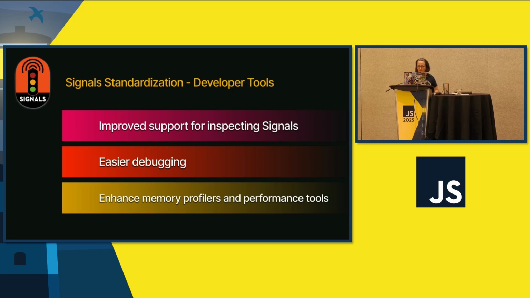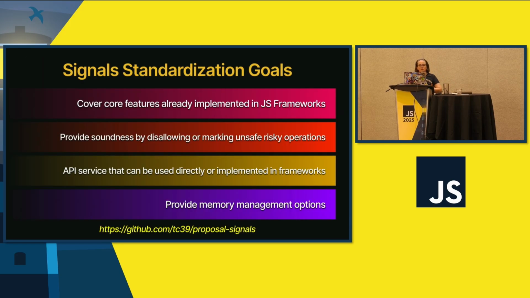The goals of signal standardization are to cover the core features already implemented in JavaScript frameworks. We don't want to leave out, oops, we forgot about the setters. They'll have all those core pieces already built in, like the memoization and the dependency graph. This provides soundness by disallowing unsafe or risky operations. There are things you can do with signals that can cause problems.